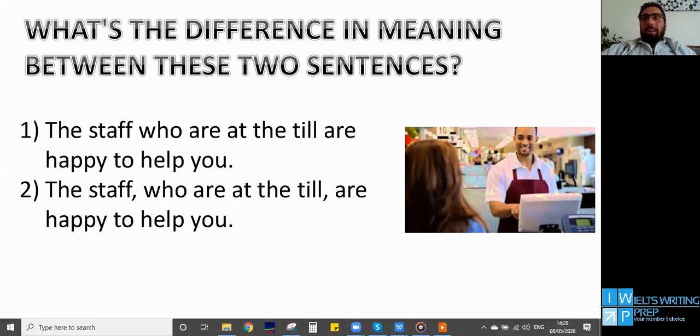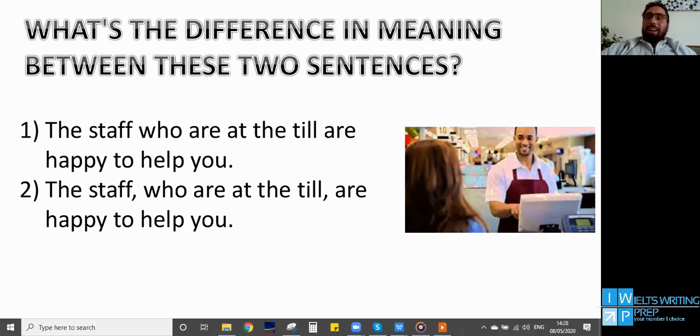Now, a quick question. When you go into a shop, do you want the people in the shop to be happy to help you? Or do you want the people in the shop not to be happy to help you? Put your answer in the chat box. Would you like them to be happy to help you? Or would you like the staff not to be happy to help you? Obviously to help me, to be happy to help. Okay, so we're getting some good comments here, yeah?